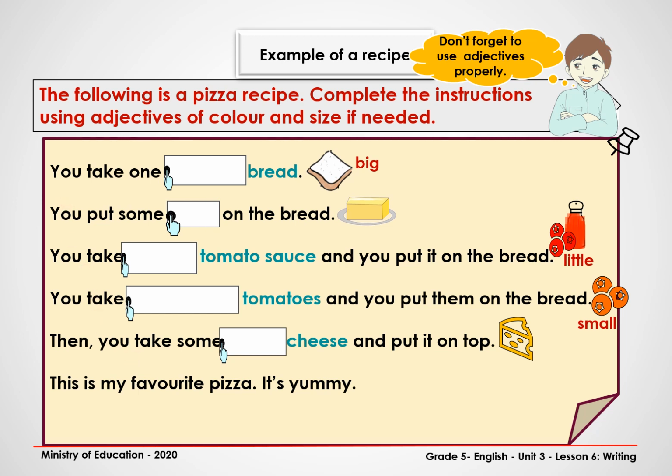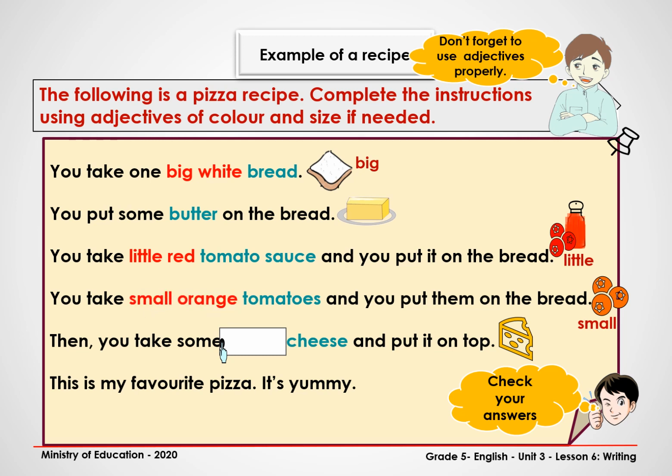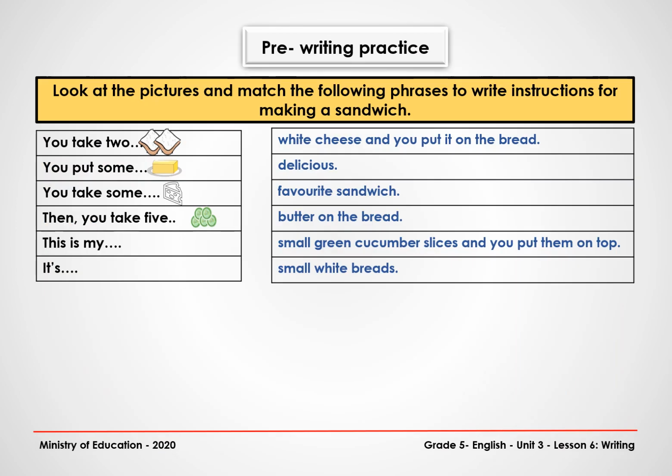This is an example. Let's read it together. You take one big white bread. Look at the adjectives and their order. You put some butter on the bread. You take little red tomato sauce and you put it on the bread. You take small orange tomatoes and you put them on the bread. Then you take some yellow cheese and put it on top. This is my favorite pizza. It's yummy.